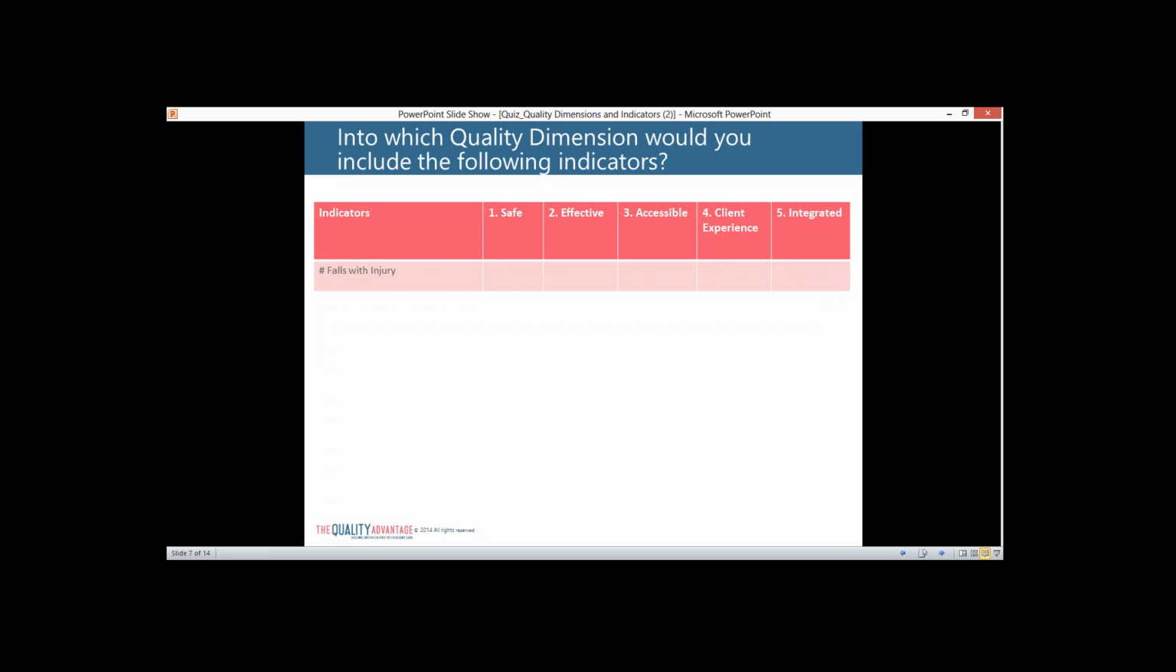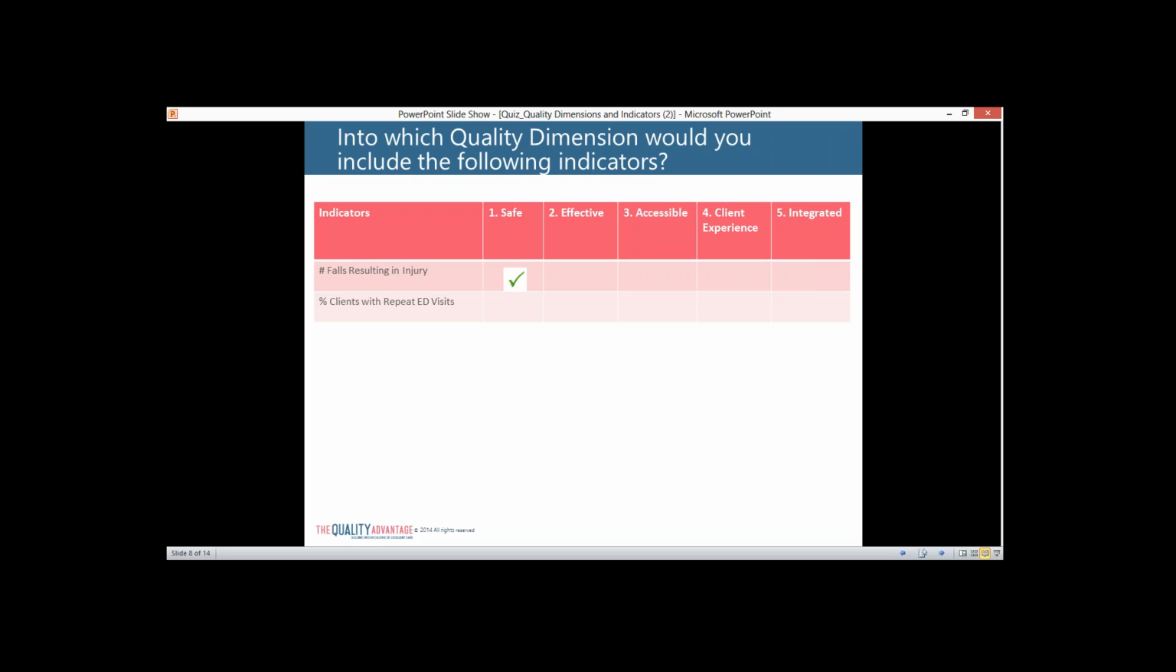So let's take a look at some indicators and provide you with the opportunity to determine which quality dimension you would place the indicator into. So taking a look at this first one, number of falls with injury. Look at the 5 dimensions and think about which one you would put it into. Looking at the next slide, you can see that that indicator falls within the safe dimension.